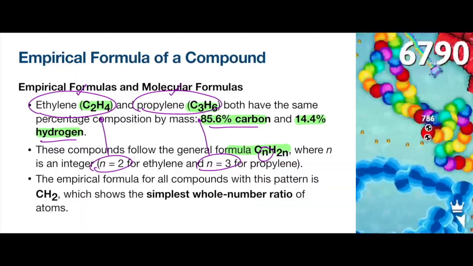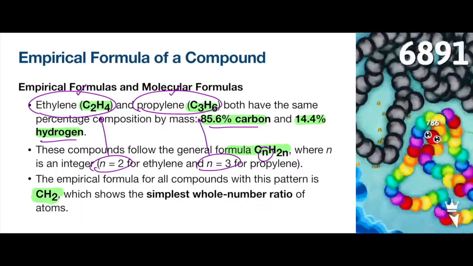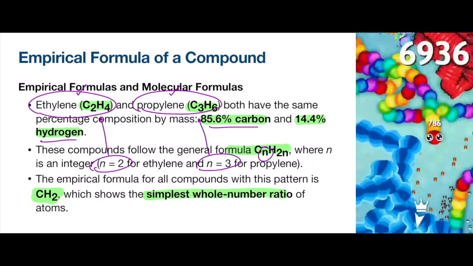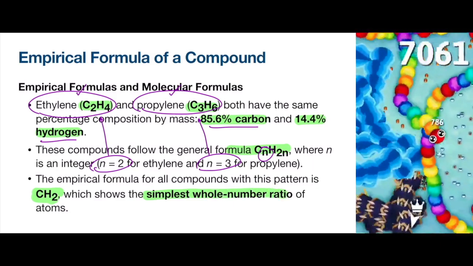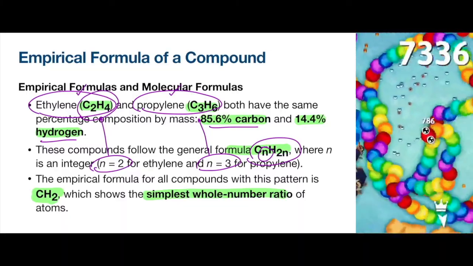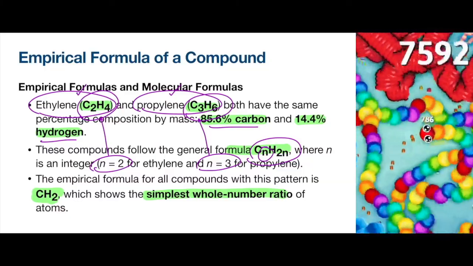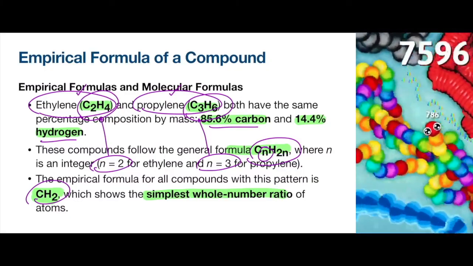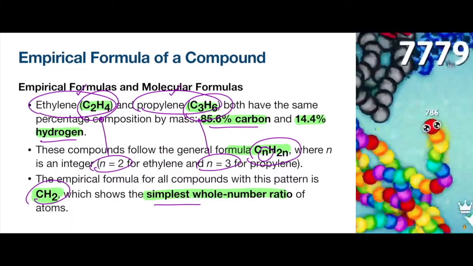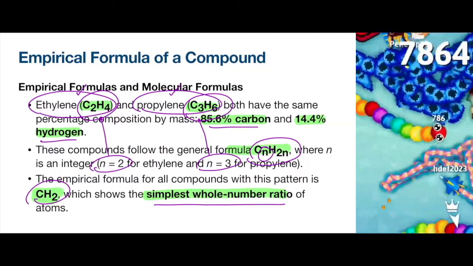The empirical formula for all compounds with this pattern is CH2, which shows the simplest whole number ratio of atoms. So when we reduce the subscripts in CnH2n, in C2H4, and C3H6 to their simplest ratio, we get CH2. This is the empirical formula, which shows the simplest whole number ratio of carbon to hydrogen in these compounds.